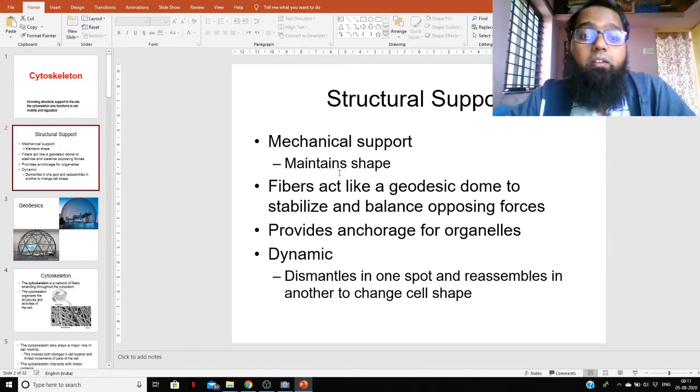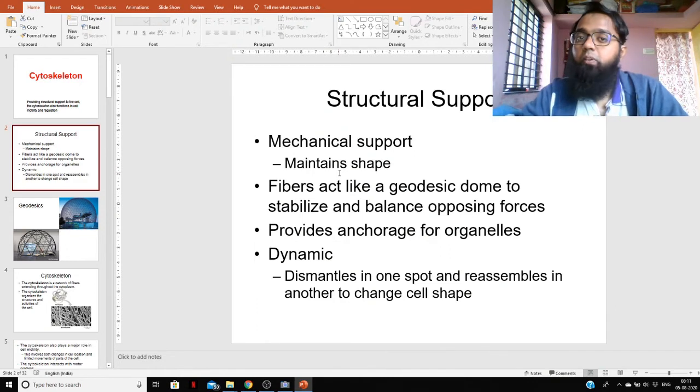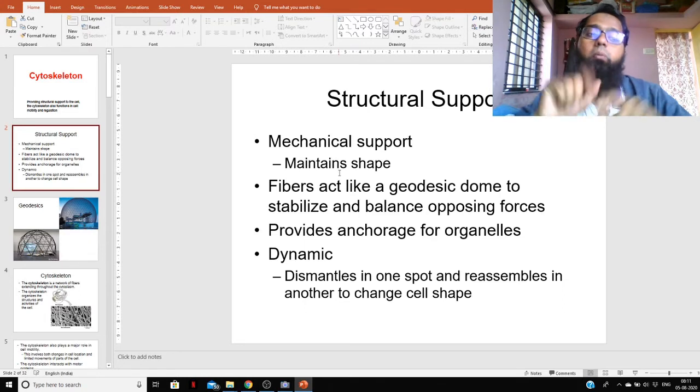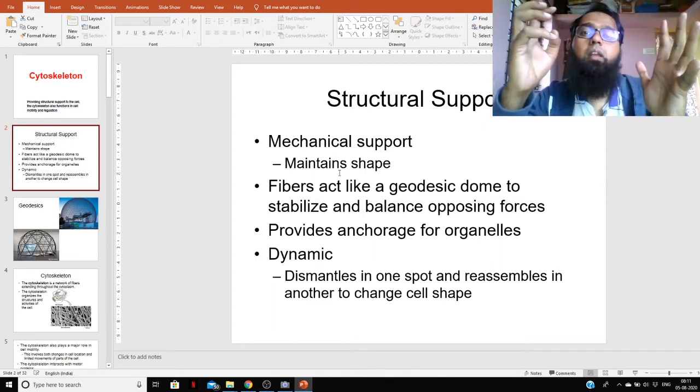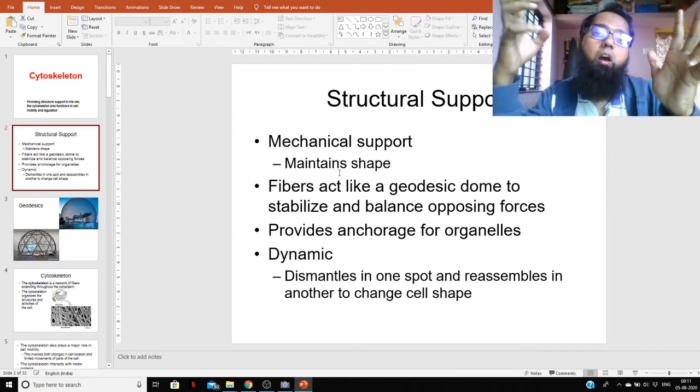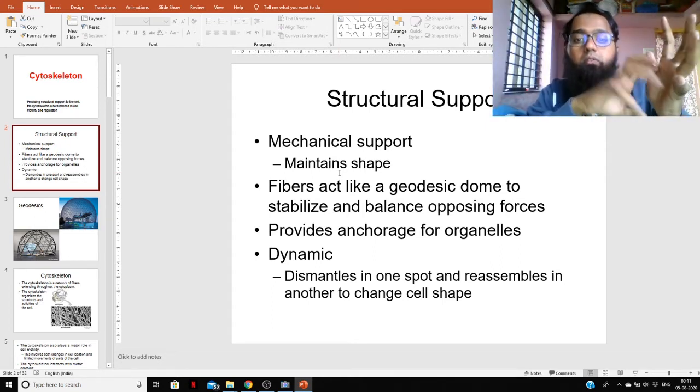Then later it provides anchorage for organelles. Anchorage, you might know, is the general term. Anchorage means where the cell wants materials to be stuck in the cell. So it will be forming a mesh-like structure in which the cell organelles, that means the different parts of the cell, are stuck.